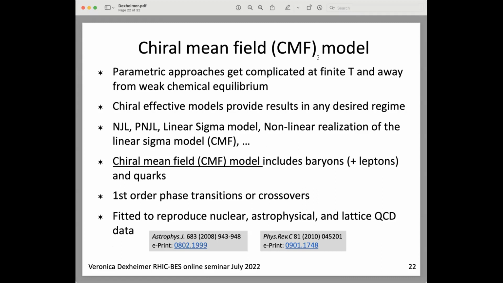Because usually in astrophysics, you get a model for the hadronic phase, a model for the quark phase, and you just switch when the pressure becomes larger. But in this way, you always have the first order there. So this allows us to use, for example, the critical point to calibrate our model and really reproduce the crossover beyond that. So these were the original references for my work, and it was fitted to reproduce nuclear astrophysics and lattice QCD data at finite temperature.